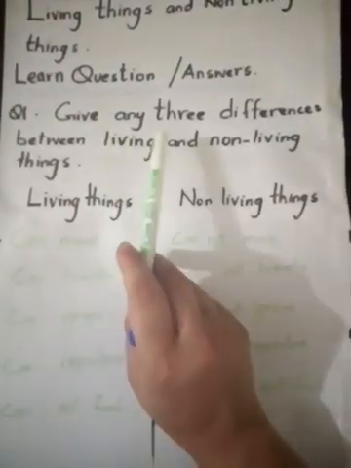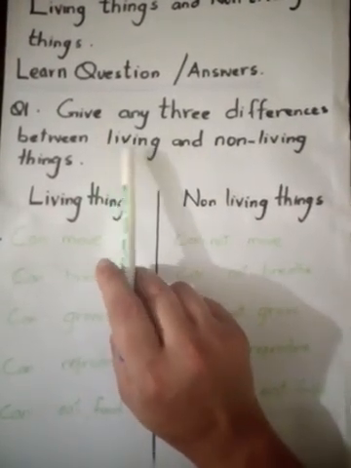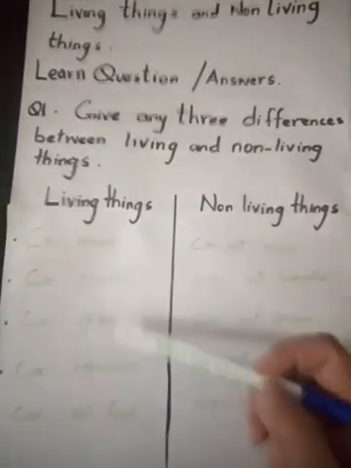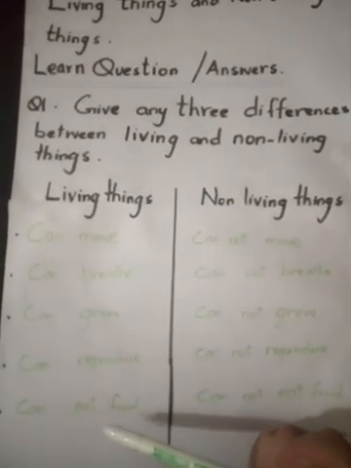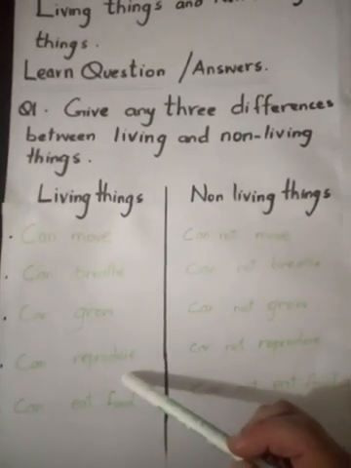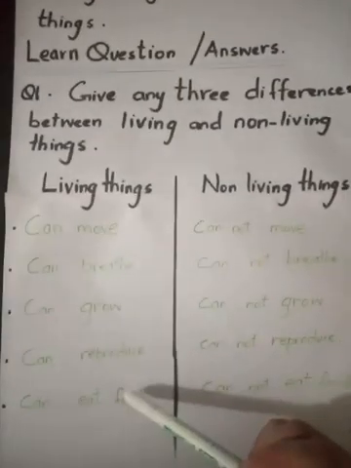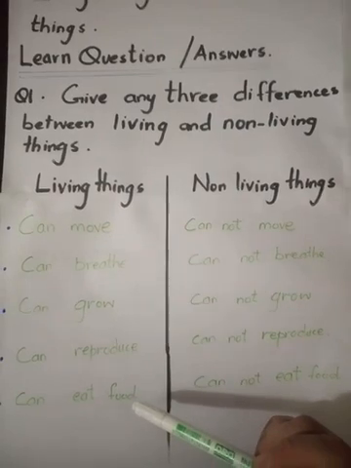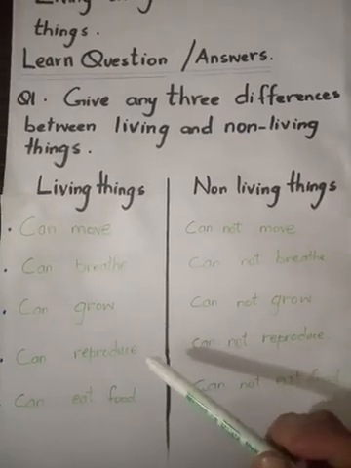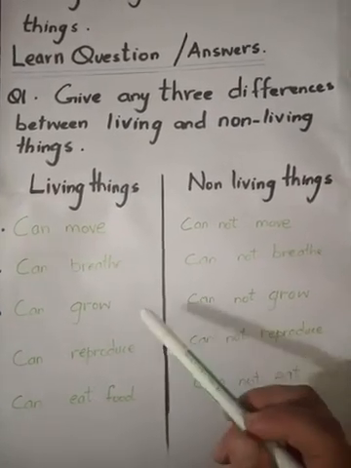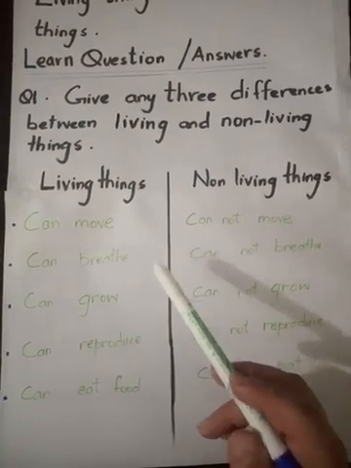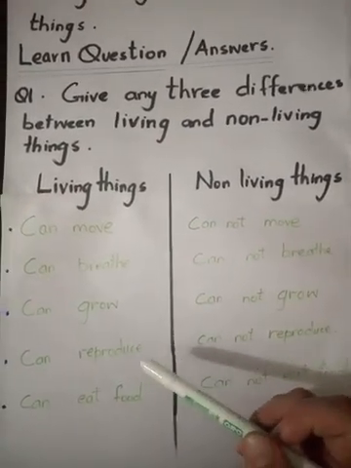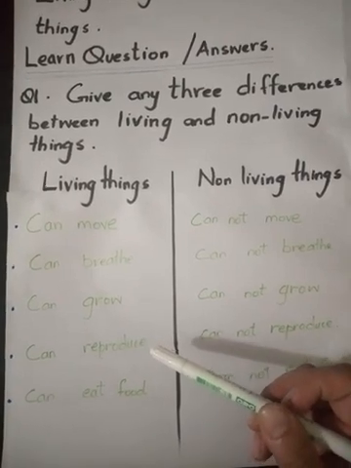Question number 1, give any 3 differences between living and non-living thing. But I have written here 4 to 5 examples for keeping retention in your mind. Means you can learn any 3 from here. Understand? You have to write 3 from here. I have written here 5 1. So learn them that you can retain it in your mind.